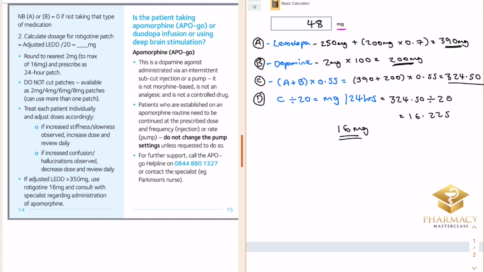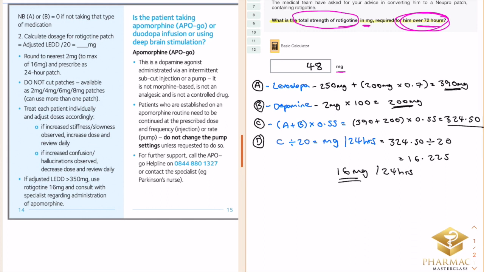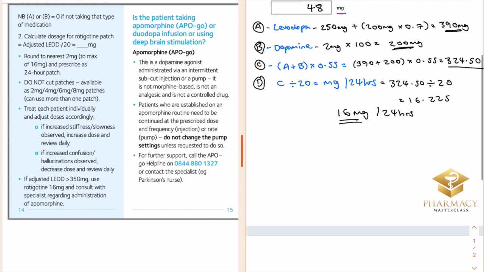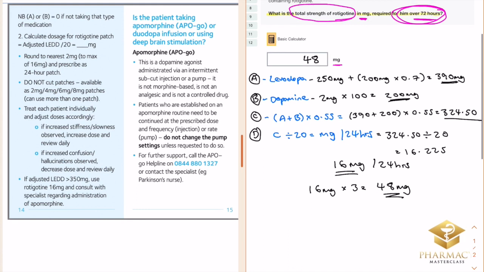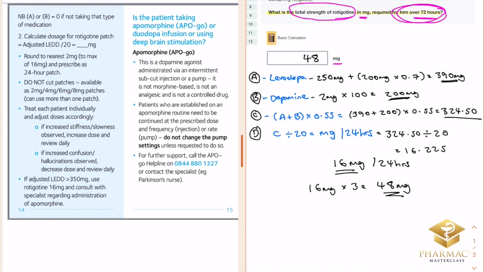Now it's 16 milligrams in 24 hours, and the question asks us over 72 hours. So we have to do 16 milligrams times by 3 to give us a total dose of 48 milligrams. So that's the amount of rotigotine that the patient's going to be using over the 72-hour period.